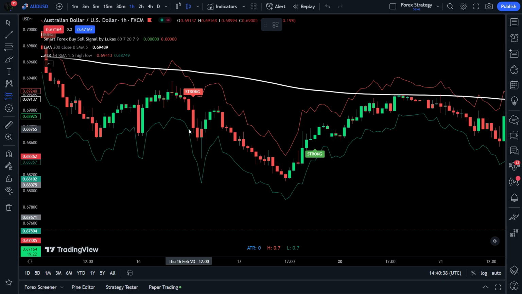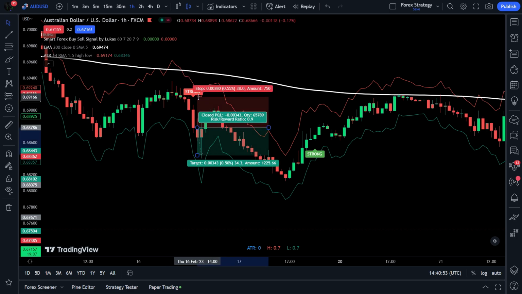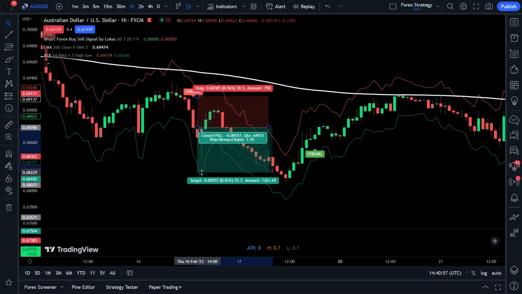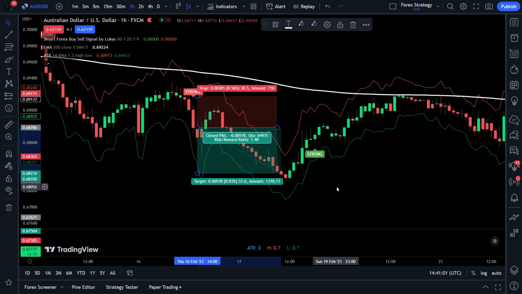The opposite requirements to our long positions are needed here. Our chart must be below the 200 EMA, colored in white. And our Smart Forex indicator must have printed a strong banner, colored in red. If the requirements are met, we can take a short position. We set our stop at the ATR Stop Loss Finder, and we are targeting a risk-to-reward ratio of 1 to 1.5, just like the long positions.